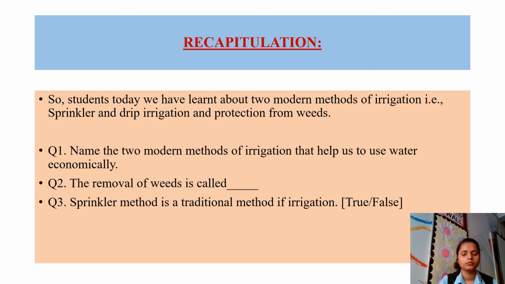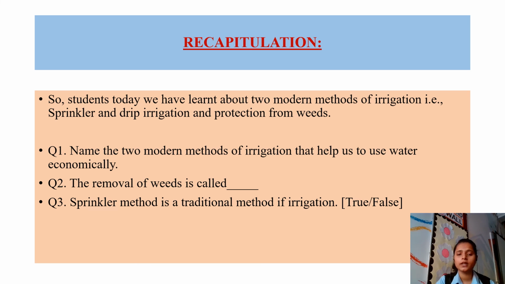Now let's move on. Now comes the recapitulation part. Students, today we have learnt about two modern methods of irrigation, the sprinkler system and drip irrigation. We have also studied what weeds are and how we can protect our plants from weeds. I have a few questions for you. Question one is, name the two modern methods of irrigation that help us to use water economically. Write down your answer in the chat box.